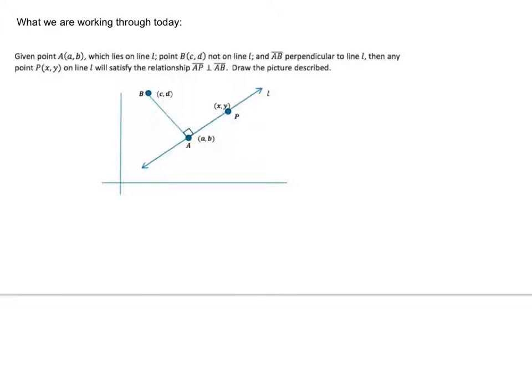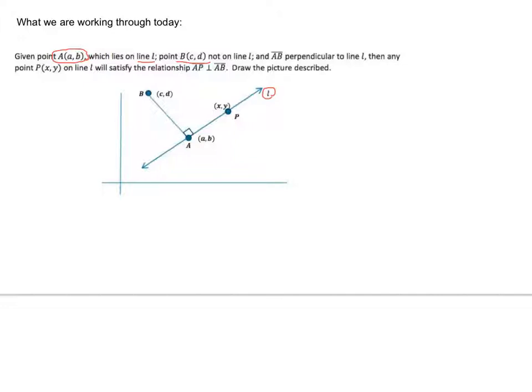So we have this drawing here. I have A, which is ordered pair (a, b), which lies on line L. So I have line L right here. Point A lies on line L. Point B does not lie on line L. And AB is perpendicular to line L.